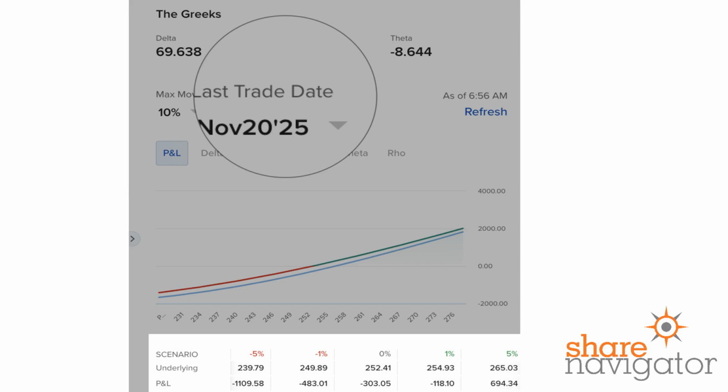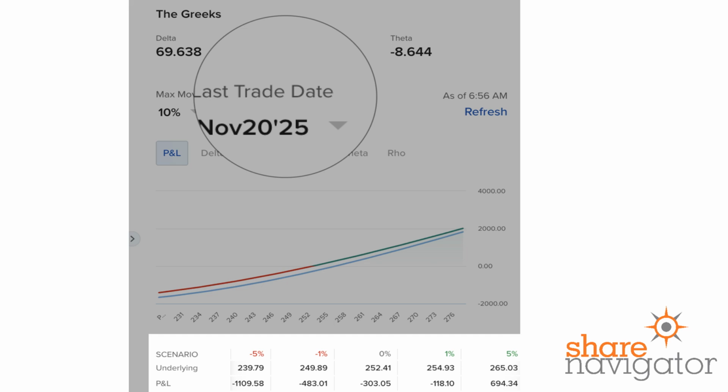So you can see, for example, for a 5% move up in the next 3 weeks, we'd actually make $694, a lot greater than at expiry where it was only $288. And as a reminder, again, there's still time value left in the option. And that's the reason why it's more valuable on November 20th than it is at expiry in January 2026.